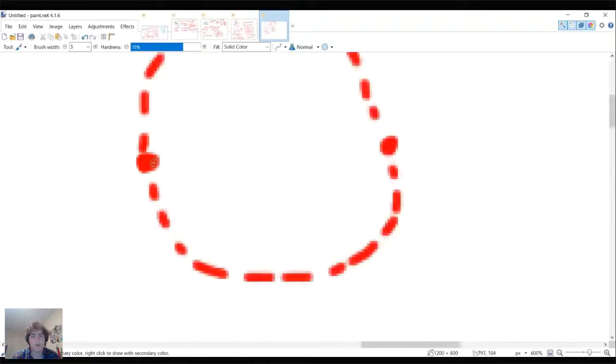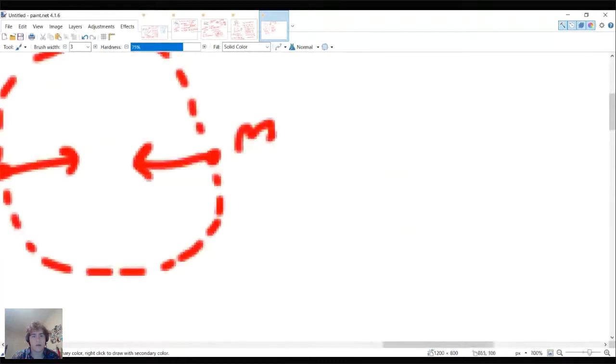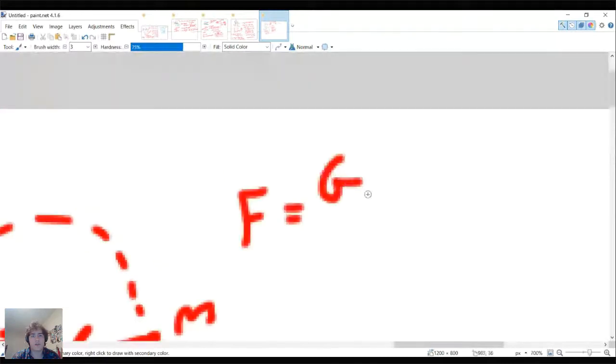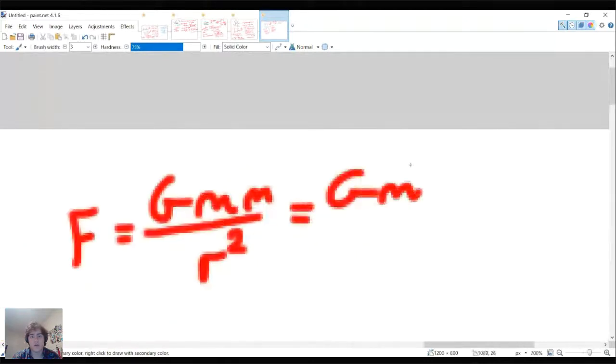So they both exert the same force on each other. This is mass M, this is mass M. We're going to assume equal mass. We know that the force is GMM over R squared. However, the masses are equal, so this is now GM squared over R squared.